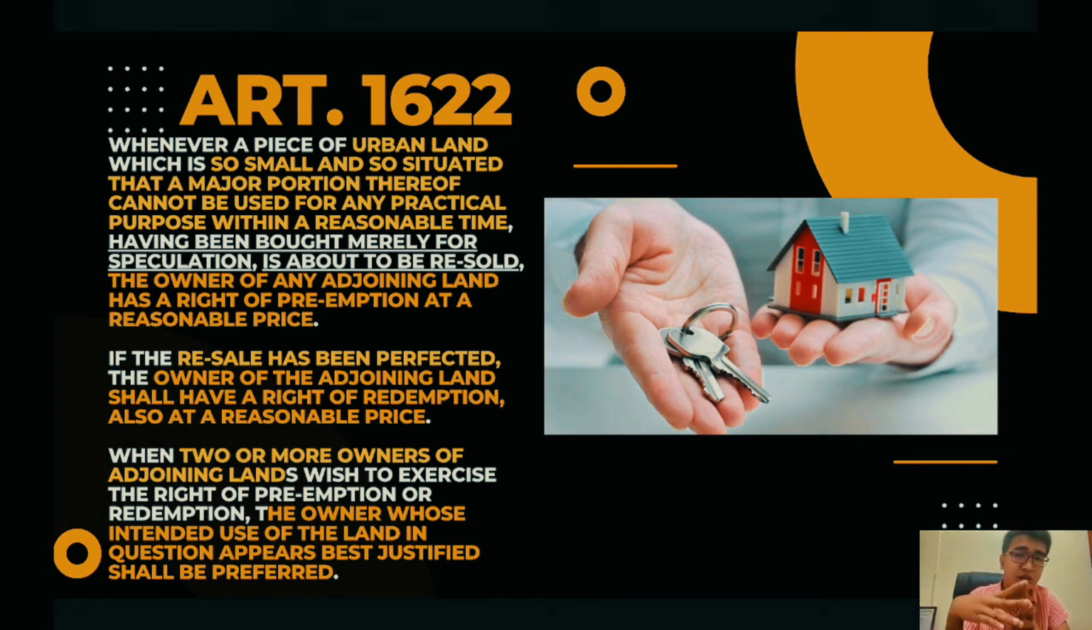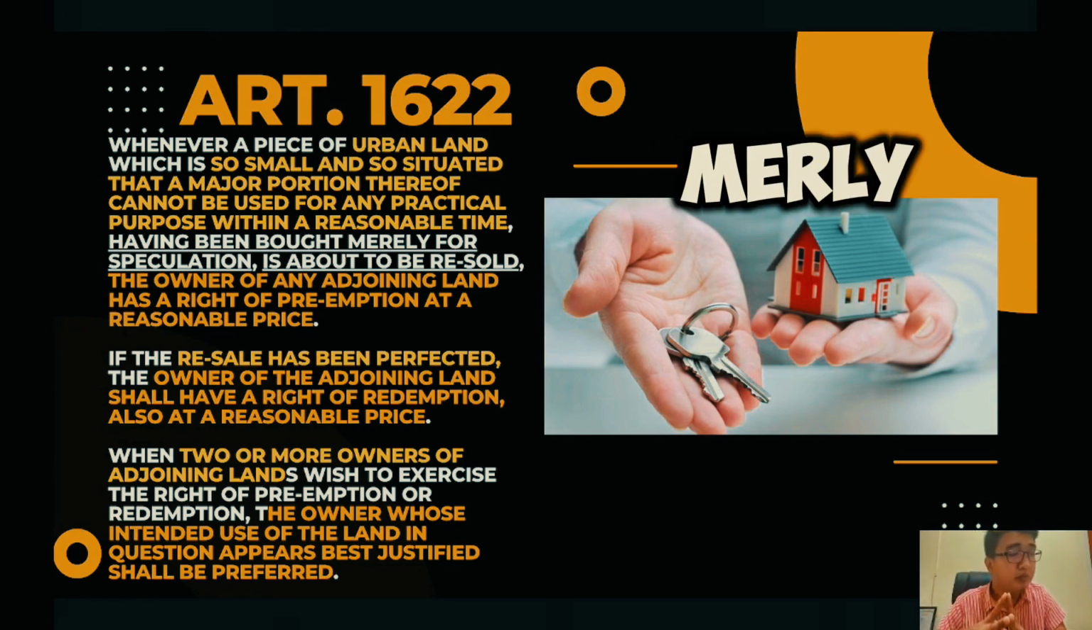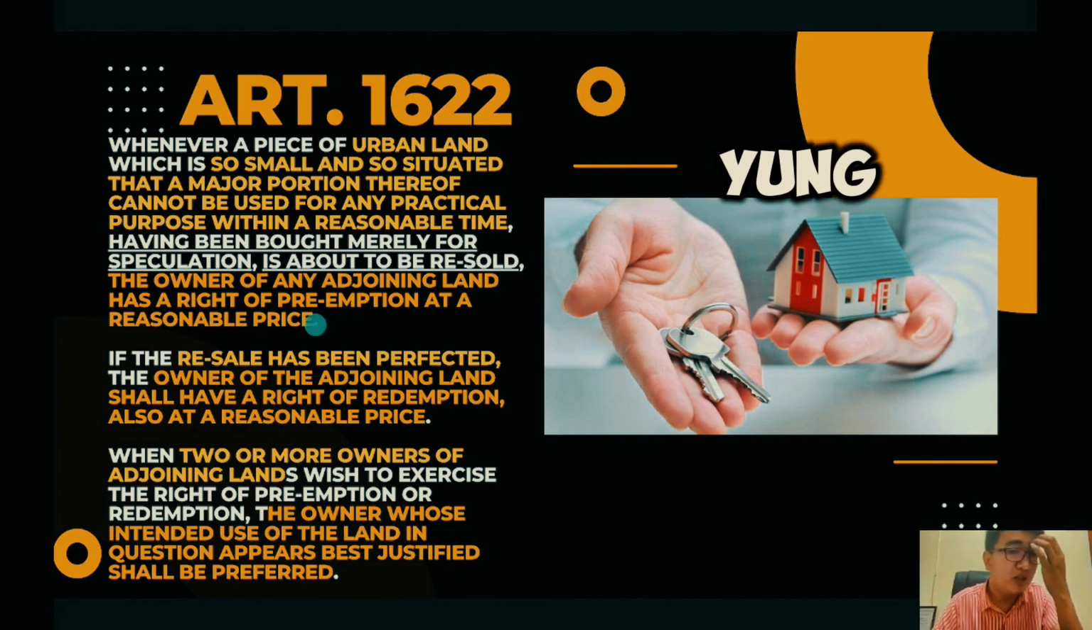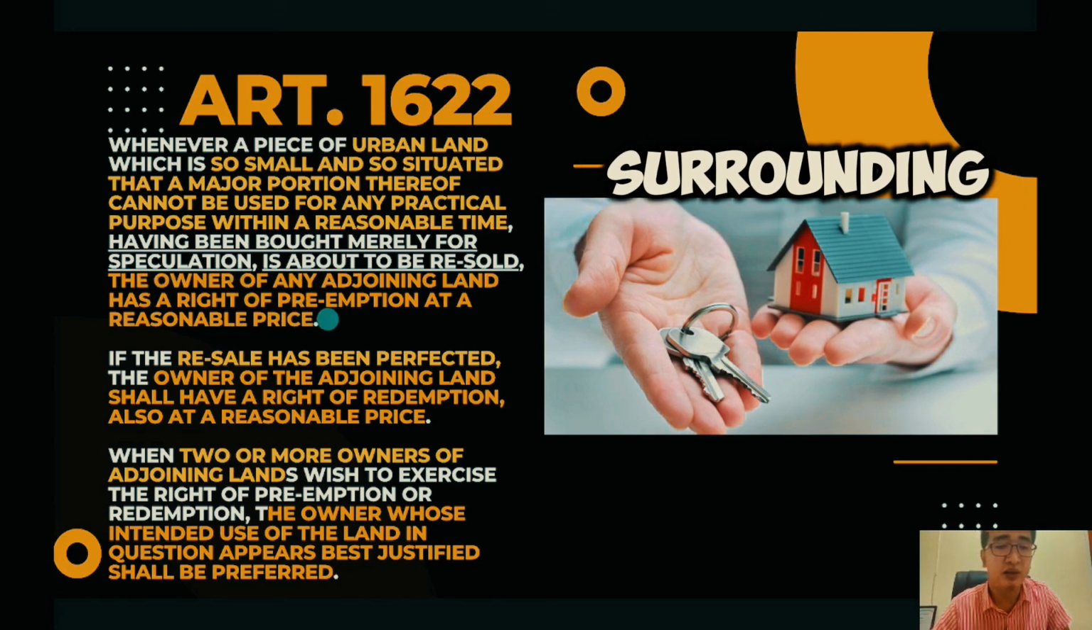Let's say for example, a small corner lot na nahati. Wala kang makitang purpose na nun. And it is bought merely for speculation and it is about to be resolved. So parang binibenta-benta lang. Okay? The owner of any adjoining land has a right of preemption at a reasonable price. So, before siya ibenta, pwede mong i-exercise yung right, not a right of redemption, but a right of preemption. So, before siya mabenta, pwede mo siyang bilhin. At what price? At a reasonable price. Reasonable price is dependent on the circumstances surrounding the case.